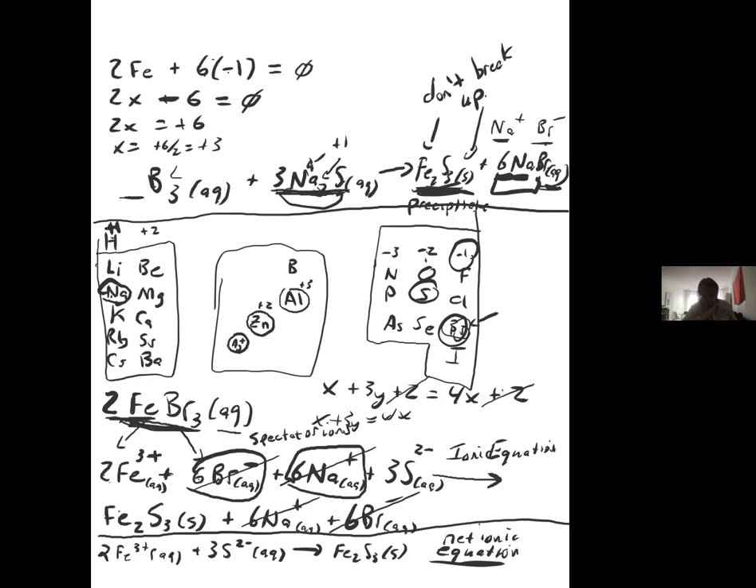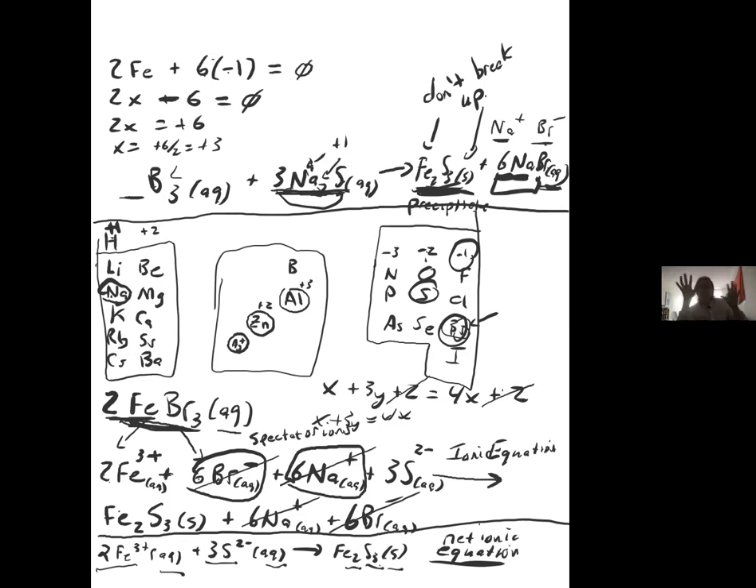So they're spectators. Okay. The net ionic equation should be balanced. Let's check it. 2 irons, 2 irons, 3 sulfurs, 3 sulfurs. The states of matter should be written in. And remember, for a net ionic equation, if you have a net ionic equation, one of them, the product will be solid.